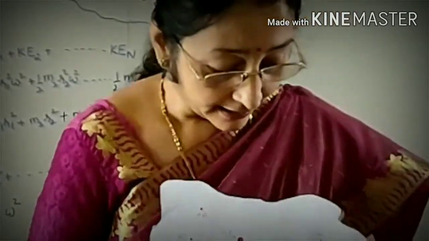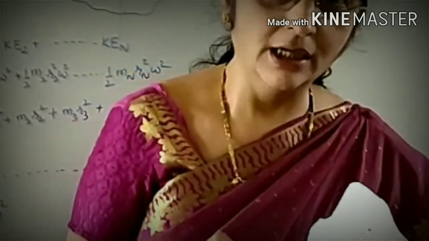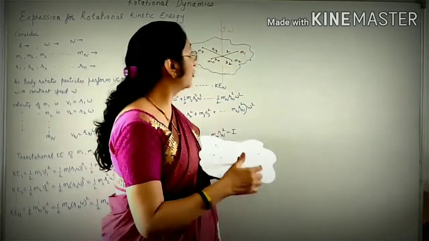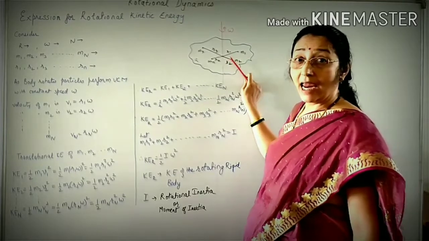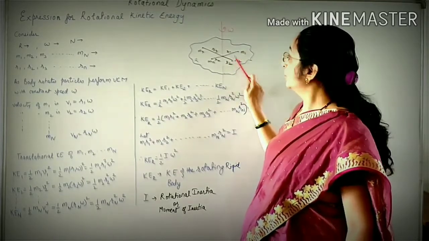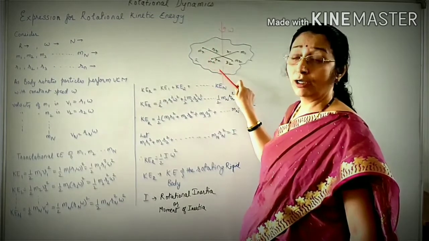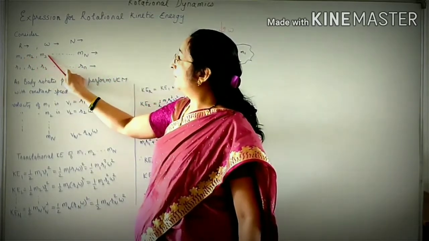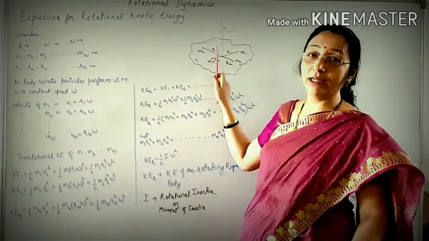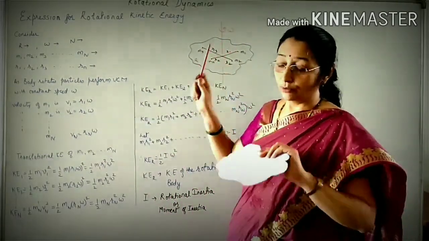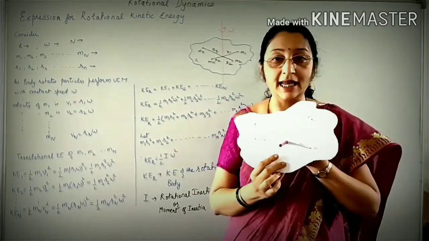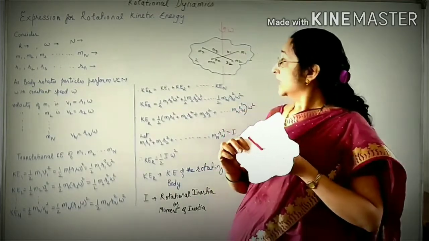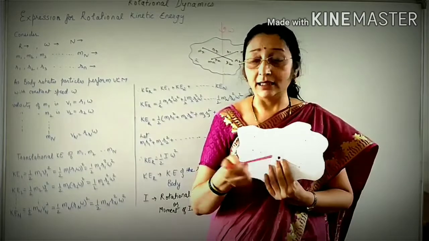Now let there be n number of particles in the rigid body. The first particle is m1, the second particle is m2, the third particle is m3, up to mn. I have drawn the figure here. This is the 2D figure which I have drawn on the board, and this is the 3D figure. So there are n particles in the rigid body.